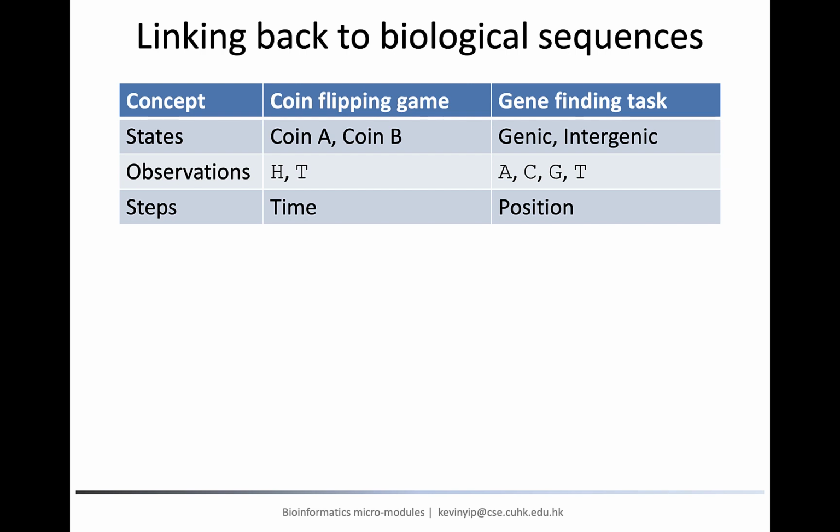Finally, we should note that although in the coin flipping game, each step is a time point, while in the gene finding task, each step is a nucleotide position, we can generally consider them both as a sequence of events without worrying about the meaning of each step. By now, we have discussed how we can systematically record properties of different states using Markov models, which was our original first goal. In the next module, we will study the second goal, namely scoring each subsequence based on statistical properties of the states.